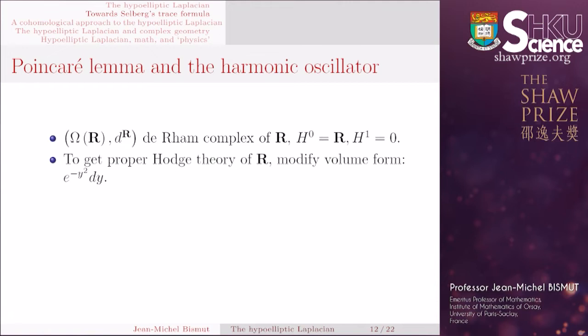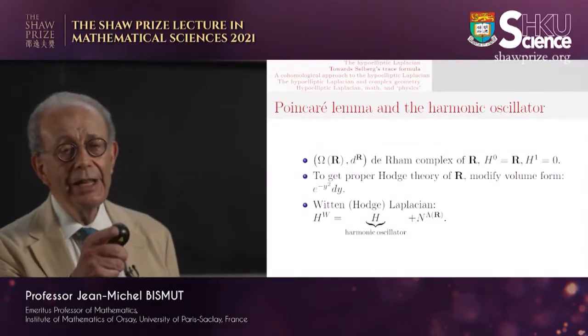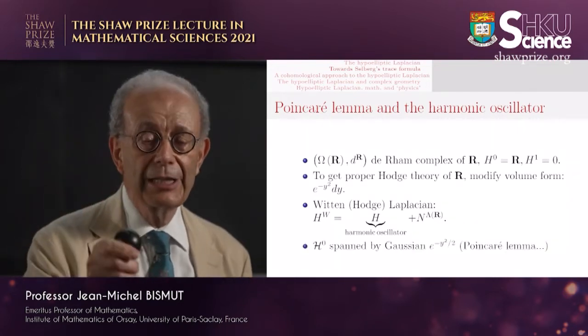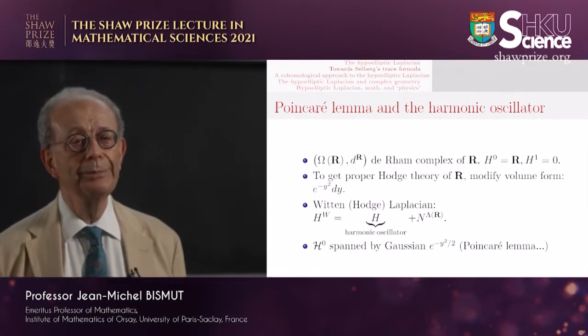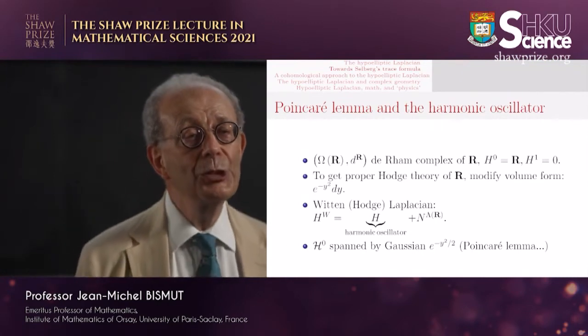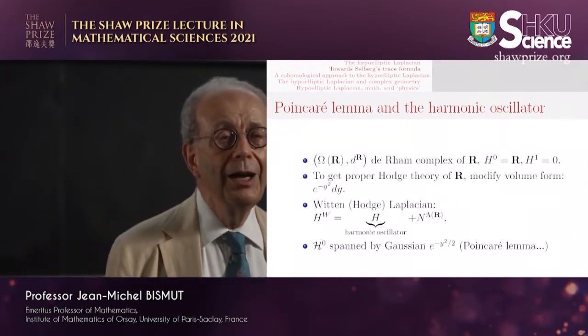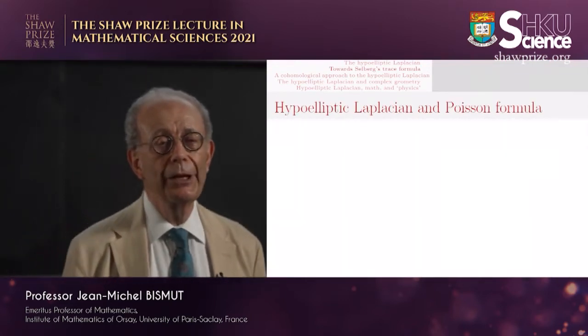Now, to get the so-called proper Hodge theory of R, if you don't know what Hodge theory is, it doesn't matter, you need to modify the volume form when you construct the Hodge Laplacian by a Gaussian scaling. In this case, what you get is a so-called Witten Laplacian. That's a modified Laplacian in the y-coordinate, which is the sum of two pieces. One is the scalar harmonic oscillator, and the other one is a matrix which acts like 0 on 0-forms and 1 on 1-forms. And in particular, with this Witten Laplacian, we find that the harmonic objects, which are supposed to represent the cohomology of R, are now represented by a Gaussian function, exponential minus y squared over 2.